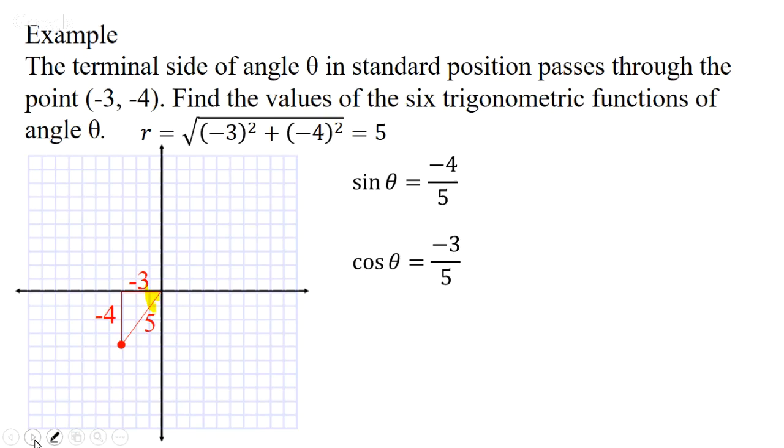Tangent is opposite over adjacent. My opposite is across from my angle, so -4 is my opposite. My adjacent is -3. And a negative over a negative is a positive. So you get a positive 4/3 for tangent.